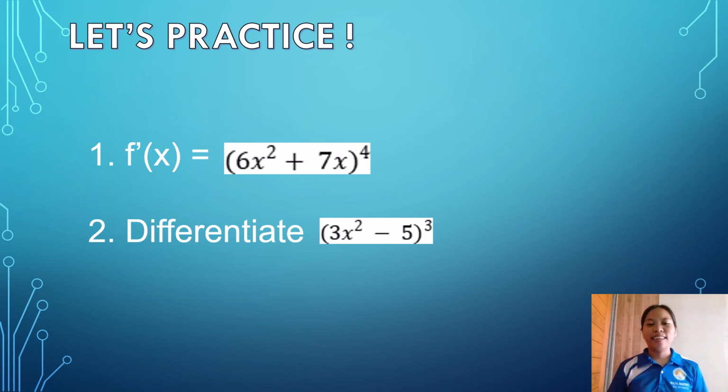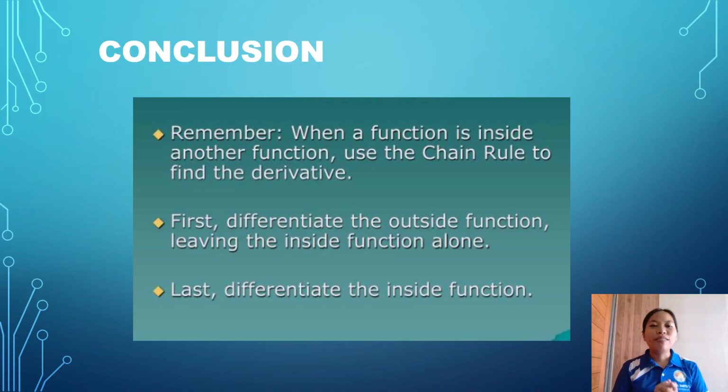Now it's your turn. Let's practice by applying the chain rule with these two problems. We've covered a lot today. Remember, the chain rule is a powerful tool for differentiating composite functions. Please remember, when a function is inside another function, use the chain rule to find the derivative. First, differentiate the outside function, leaving the inside function alone. And last, differentiate the inside function.